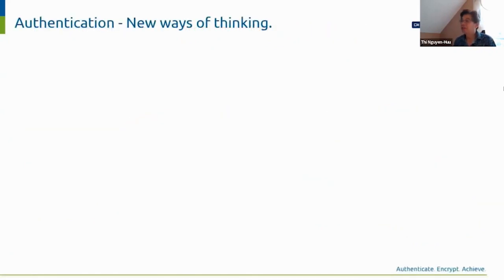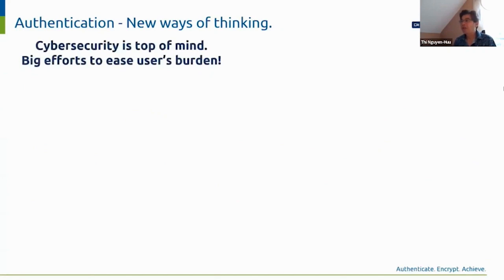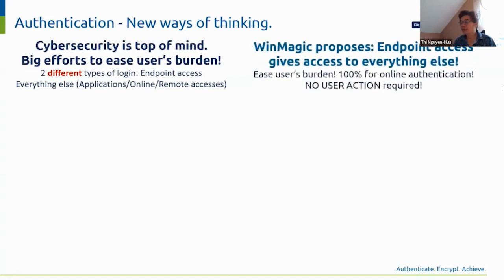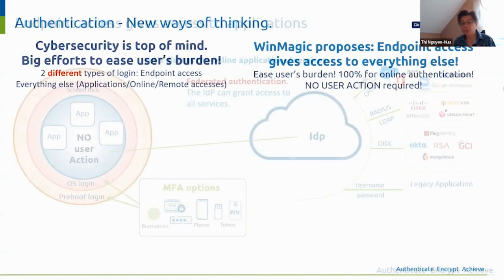this, because the entire world is worrying about cyber attack, and a lot of effort is spent to ease users' burden. Look into the endpoint and everything else. With this differentiation, we can propose that endpoint access give access to everything else, meaning it will ease users' burden big time, 100% of all online authentication, with no user action required.